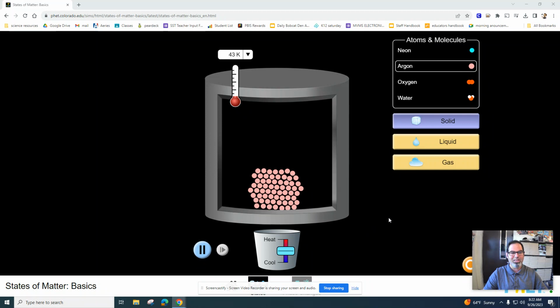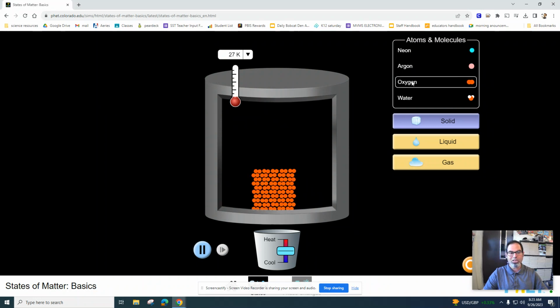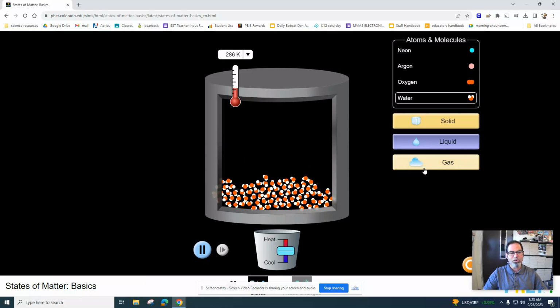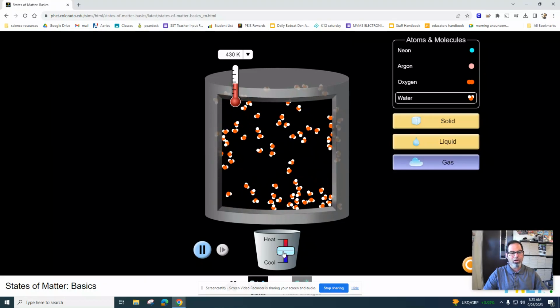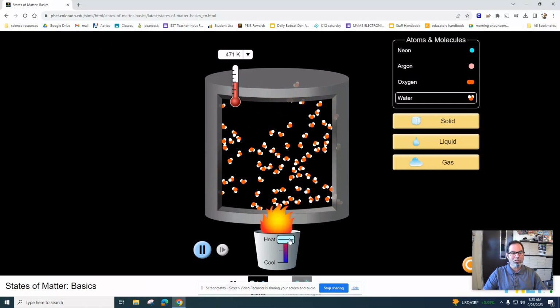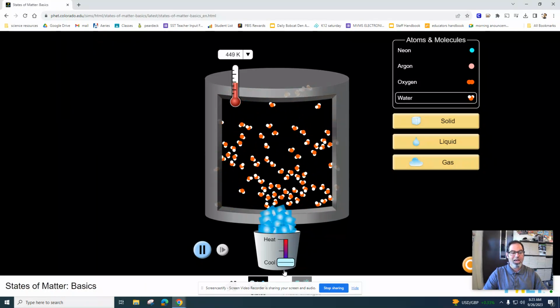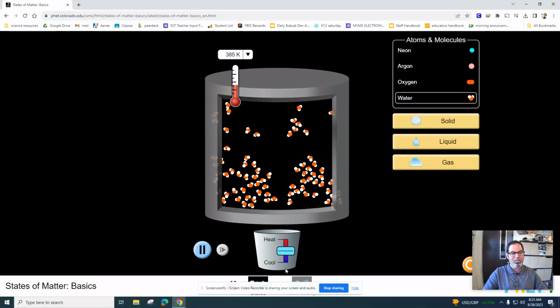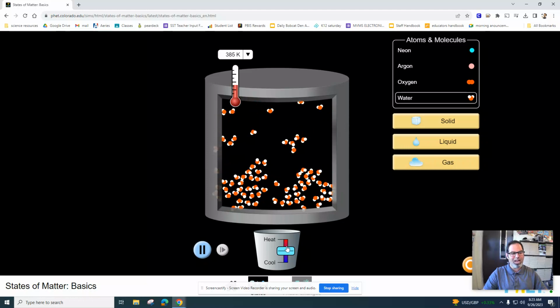to explain this. So what we see here is a simulation where we are able to choose different materials from neon to argon to oxygen and to water. We are able to choose different states of matter from solid to liquid to gas. We are also able to change by adding heat or adding cool to remove heat from our system here. So please keep in mind that as we are going through.